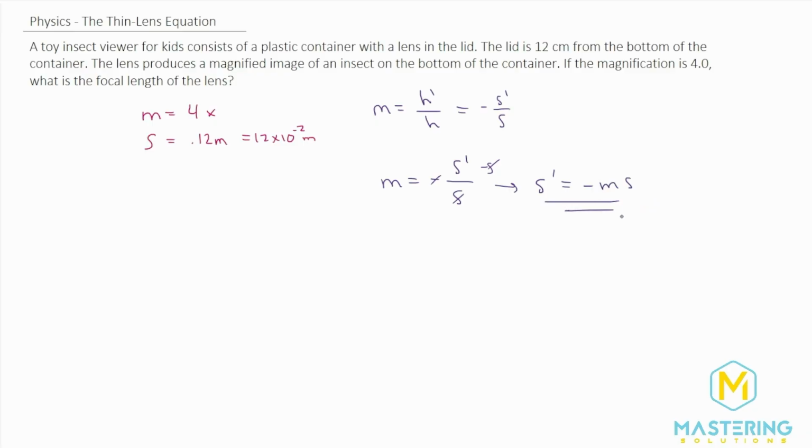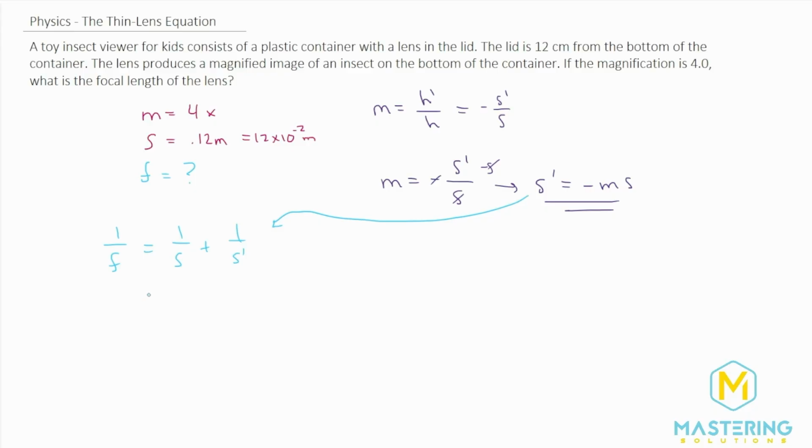Since we have this, now we can go to the thin lens equation, which is 1 over f equal to 1 over s plus 1 over s prime. And now we'll take this and plug it into the thin lens equation. Because what is it that we're trying to solve for, right? They want to know the focal length of the lens. So that's our goal.